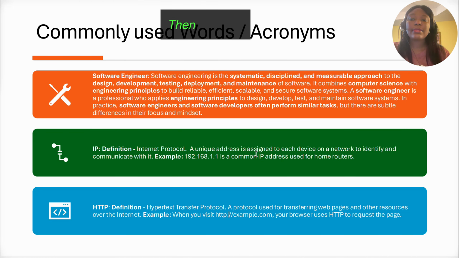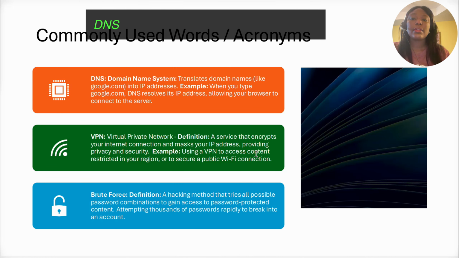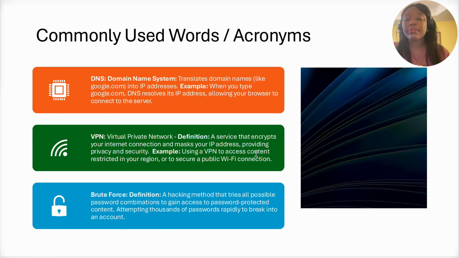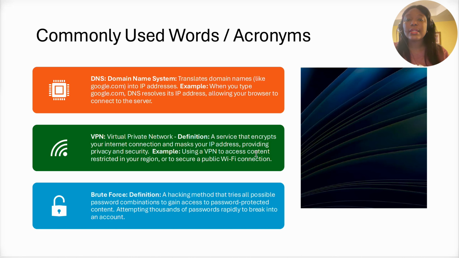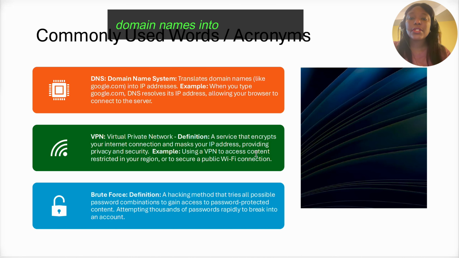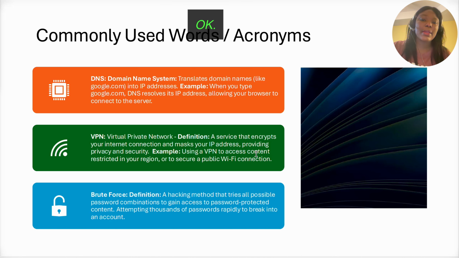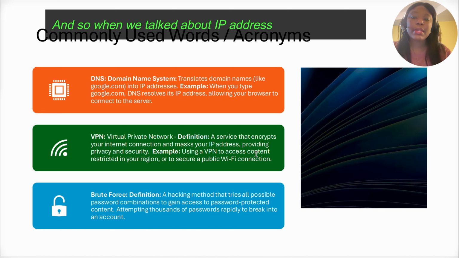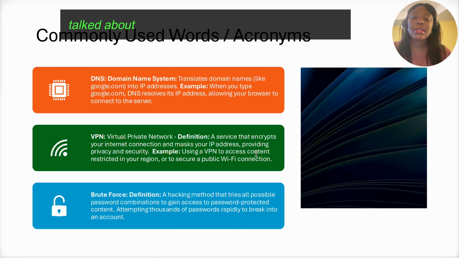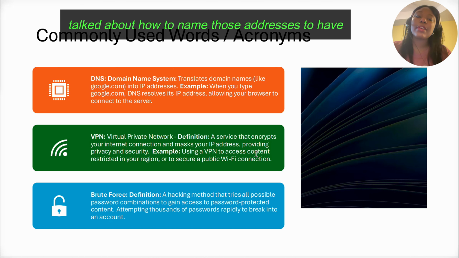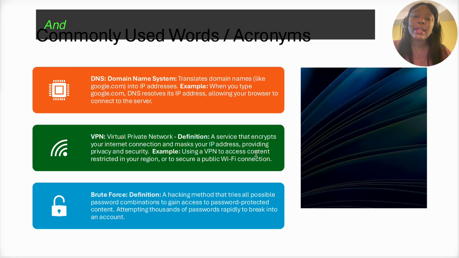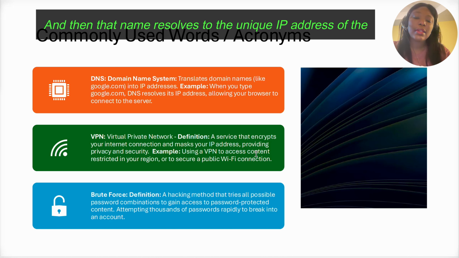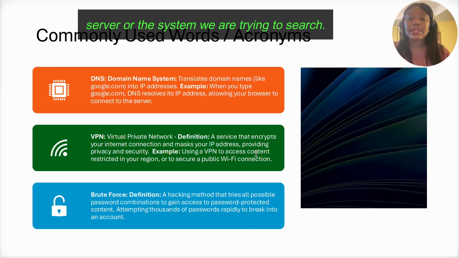Then we have DNS, which is the domain name system. And what the domain name system does is to translate domain names into IP addresses. Okay, and so when we talked about IP addresses a while ago, we talked about how to name those addresses to have beautiful names that you can easily type in your browser window, and then that name resolves to the unique IP address of the server or the system you're trying to search.